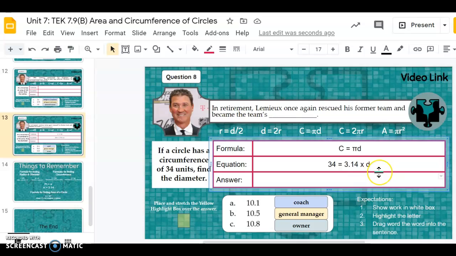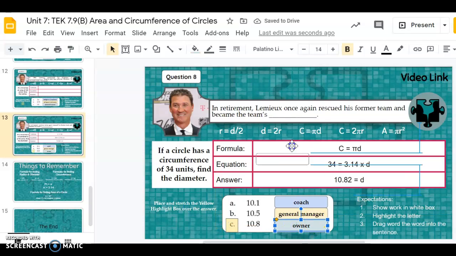So I'm going to take 34 right here and divide it by 3.14 because I have to do that on both sides. That gives me 10.82 equals D. When I divide 3.14 by 3.14, that's a 1 on this side. I do the same on this side. 34 divided by 3.14, that's what I'm going to get. I come down here. I have 10.8 right here. And then I'm going to take this, get my white plus sign right there, click and drag.